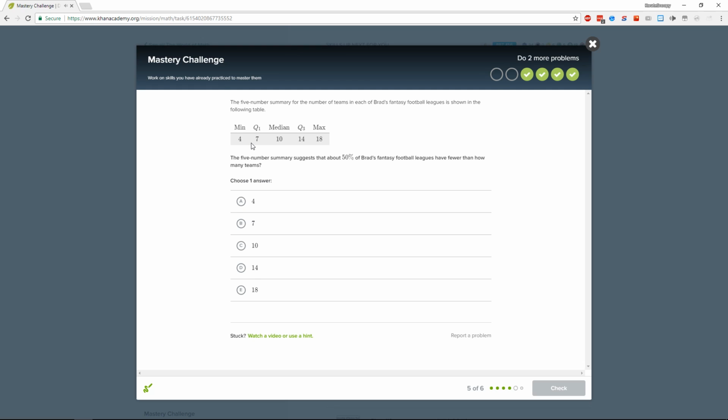The 5 number summary for the number of teams of Brad's final fantasy football leagues is shown below in the following table. The 5 number summary suggests about 50% have fewer than how many teams? Fewer than 10.